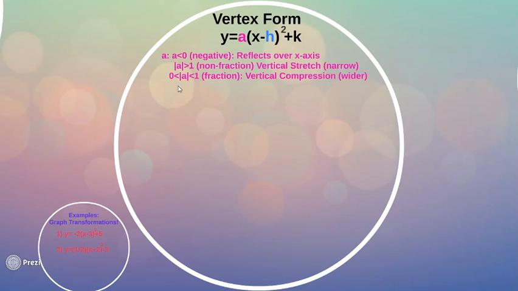Okay, and sometimes with the a value, you can have a combo. Like you can have a negative that is also a fraction. So a values can also have two things going on at once, which is pretty cool.